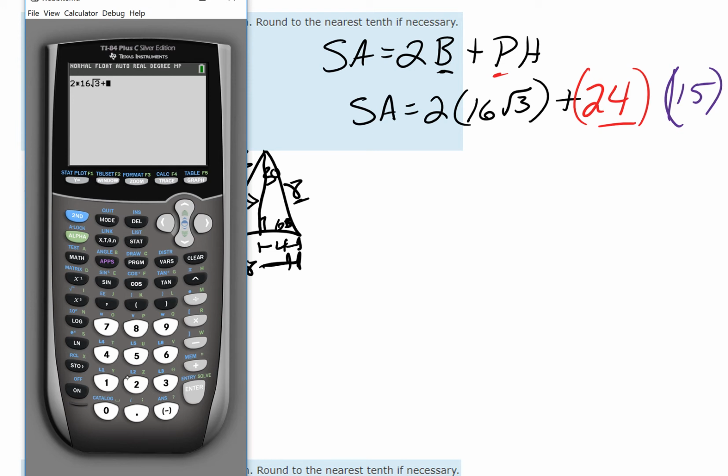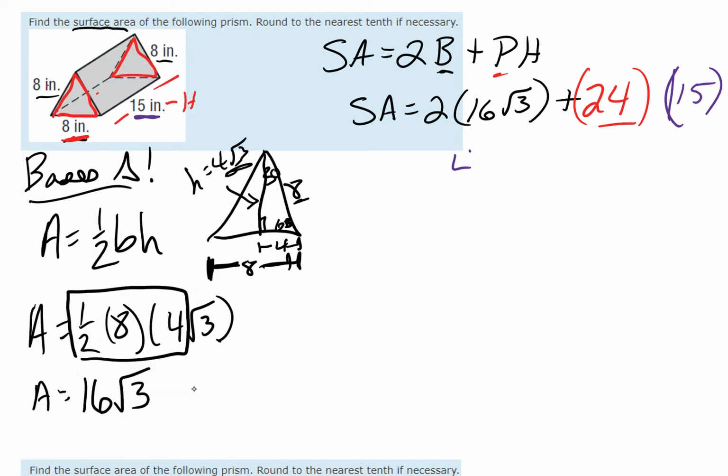We add 24 times 15. And we get our answer, which is 415.43.